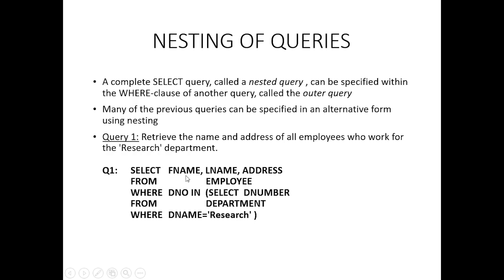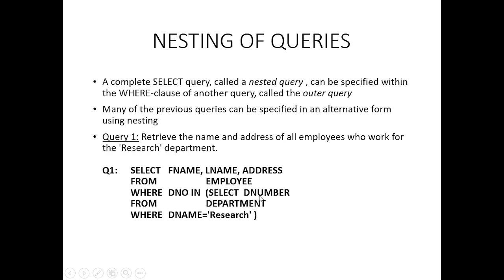So select F name, L name, address from employee where DNO in. DNO is actually a foreign key in this employee. So DNO in select D number. So here a complete select query appears within this outer query.